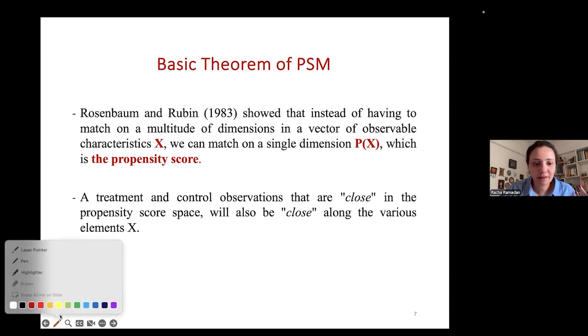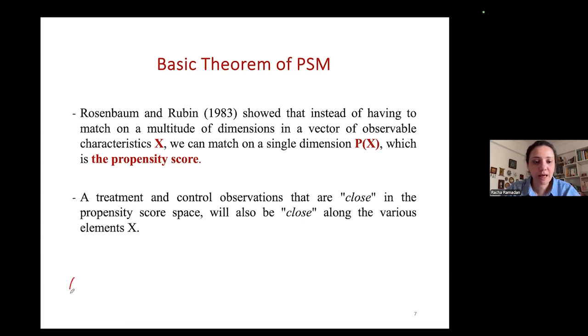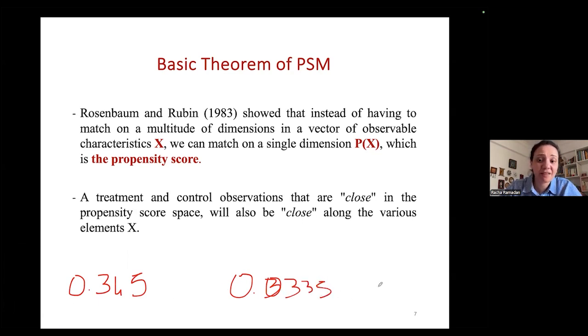So, let me give you just a numerical basic example. Assume that I get the probability 0.345, and you get the probability of being selected into the program 3.335. Okay, is this close or not? And if someone else has, I mean, if we don't have any numbers between 0.345 and 0.23, should we consider these two individuals close or not, if we don't have any close numbers in the middle? And this is an important question.